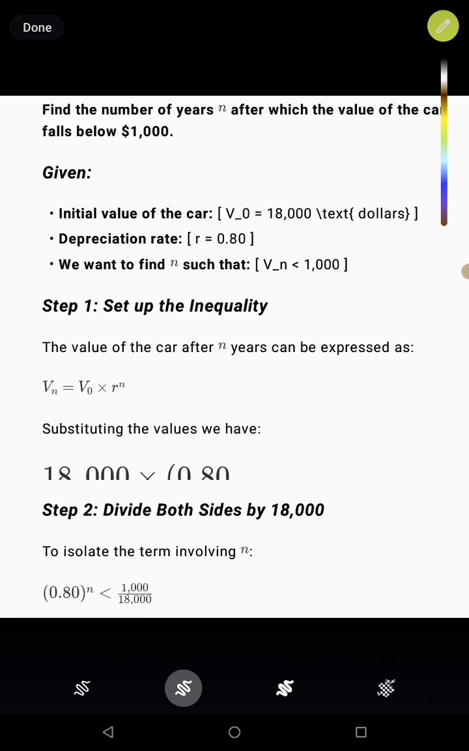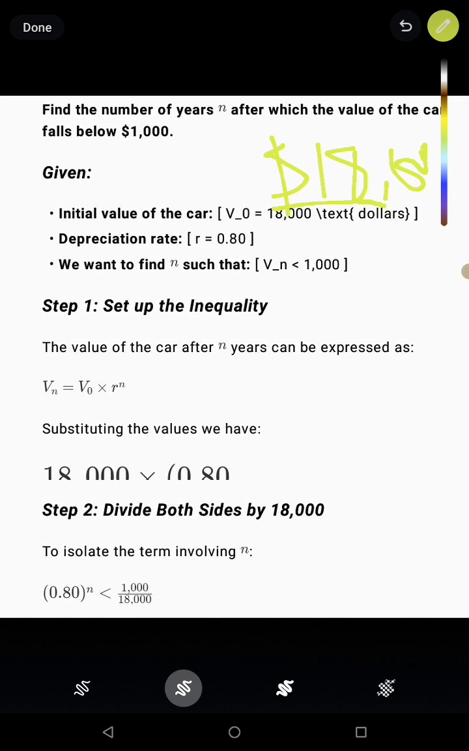Don't forget, our initial value is 18,000 US dollars, because we are using that initial question. And our common ratio, we already said, is 0.8. Now, I want to know the first time the price will be less than 1,000. Do you get what I'm saying? The first time the price will be less than 1,000.